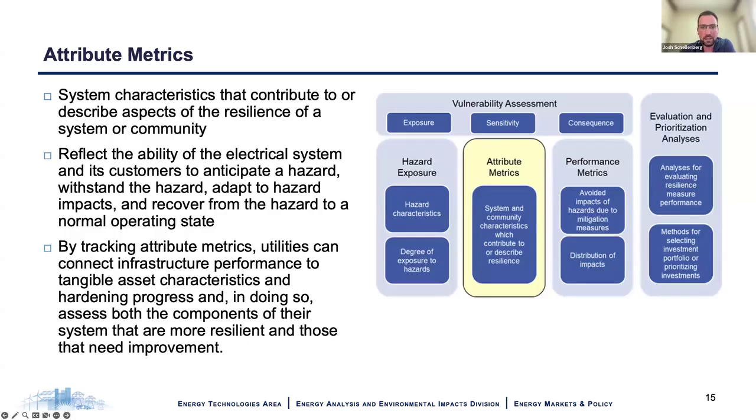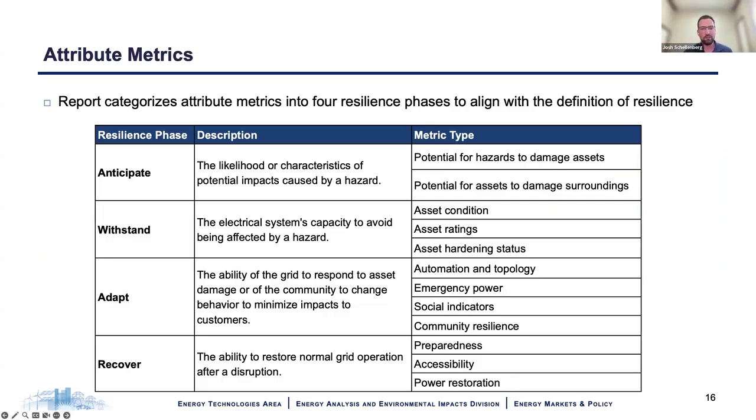The third component of our framework here is attribute metrics, and those are system characteristics that contribute to or describe aspects of the resilience of a system or community. And so I think it'll be helpful to dive into an example here and look at it in terms of the phases of resilience. When you think about any extreme event, whether it's extreme weather or a cybersecurity attack or any of these low probability but very high impact scenarios that get analyzed in resilience plans, you have the various phases, which are anticipating the event, withstanding the event, adapting to the event, and recovering from the event. By looking at all of these attributes for the utility and the communities across these four phases, you're able to assess key metrics that may factor into your planning.